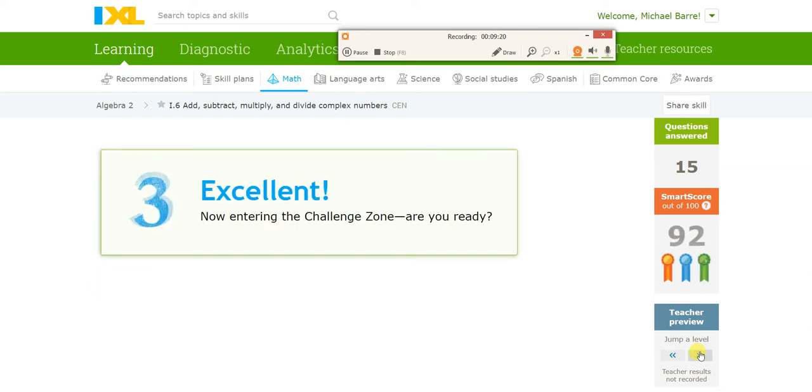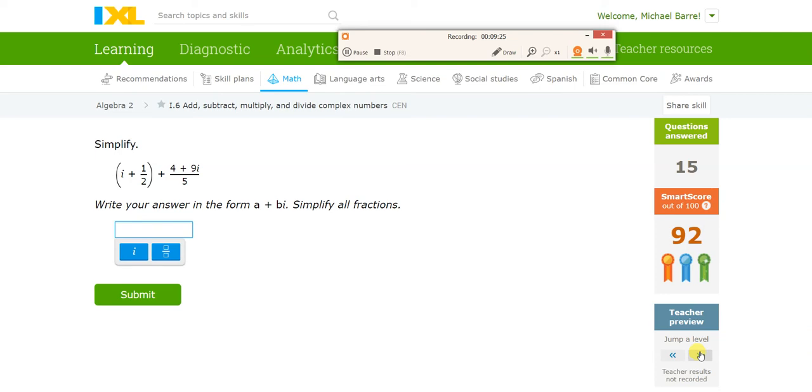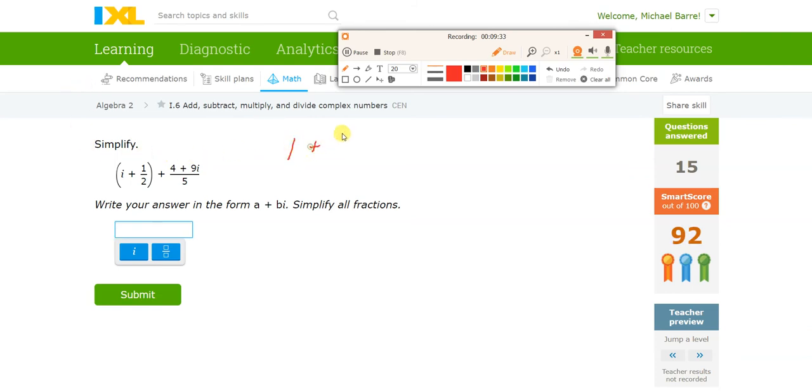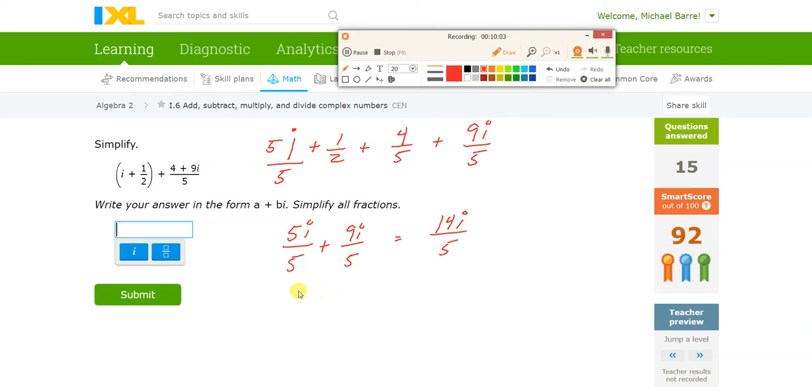Okay, I'm going to jump a level. Let's see. So this is really i plus 1/2 plus 4/5 plus 9i over 5. That's an i. Common denominator of 5 here, so 5 over 5. Common denominator here, let's take it up to tens. So 5i over 5 plus 9i over 5 equals 14i over 5, and I'm doing 1/2 plus 4/5. Common denominator of 10, so it's 5/10 plus 8 tenths, which takes me to 13 tenths.